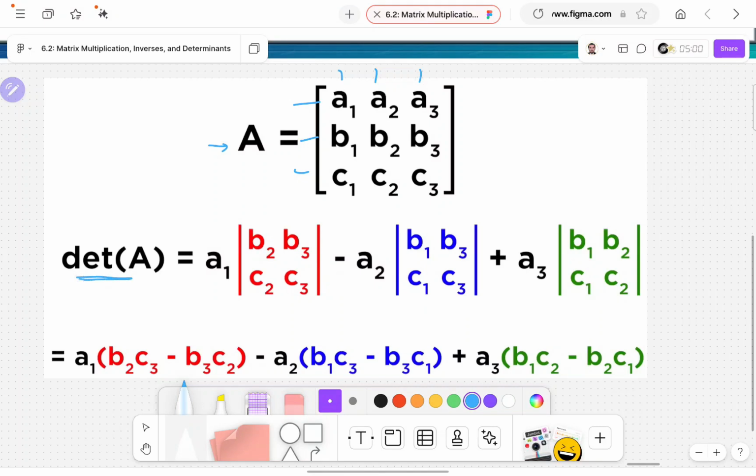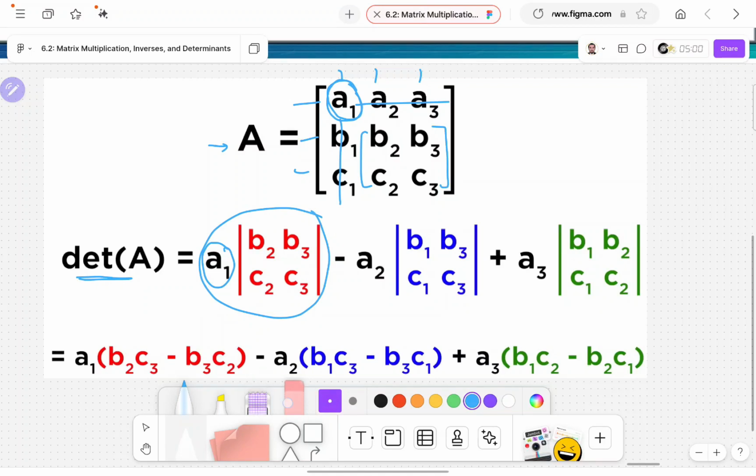To find determinant A, first you take the first element and hide all the elements in the same row and the same column. You multiply this element by the determinant of the remaining 2 by 2 matrix. Do you see what I did? So I took A1 multiplied by the 2 by 2 matrix B2, B3, C2, C3. This is the first part of the determinant.